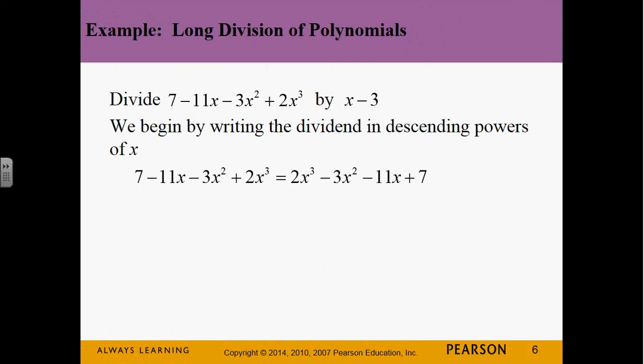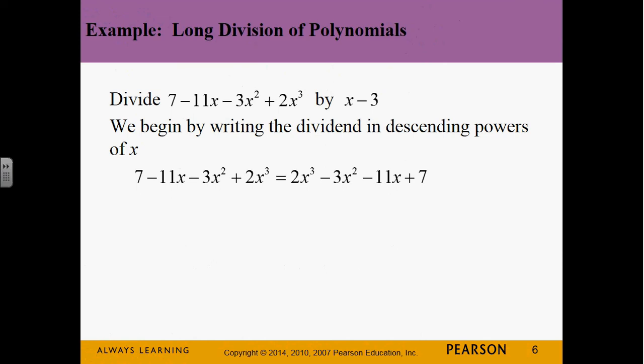So we're going to do long division. The first thing we want to do is rearrange that first polynomial so that it's in descending order. We always want to start with the highest power. So we're going to rearrange that as 2x cubed minus 3x squared minus 11x plus 7. Make sure everyone is aware of what it means to be in descending order. We start with third power, to first power, to no power. That's what descending order means.